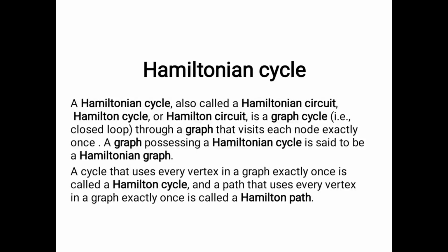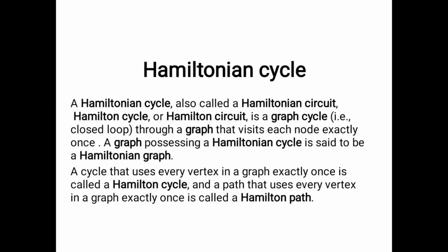The definition of Hamilton cycle is: a Hamilton cycle is a Hamilton circuit. In this, by covering all the vertices in the graph exactly once and reaching the starting vertex, we get a Hamilton cycle. A Hamilton cycle, also called a Hamilton circuit, is a graph cycle that covers all the vertices of a graph and visits each node exactly once.